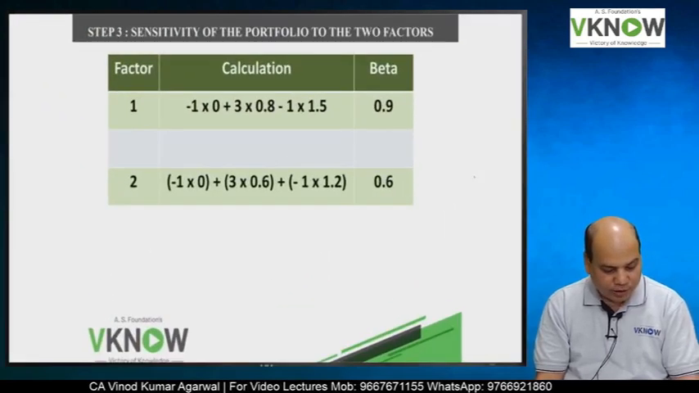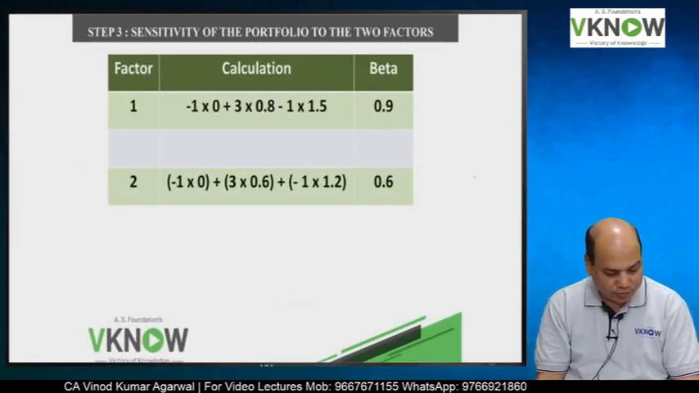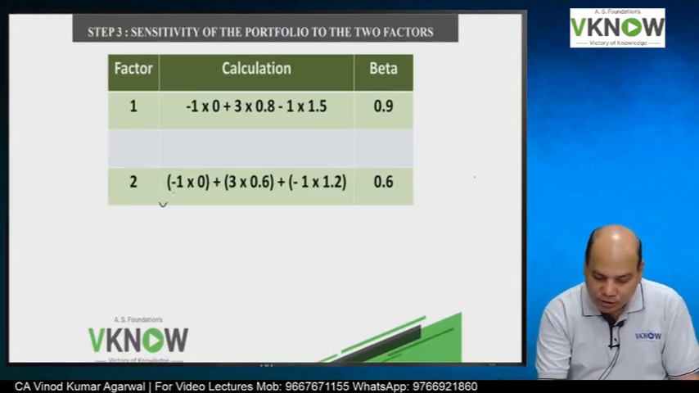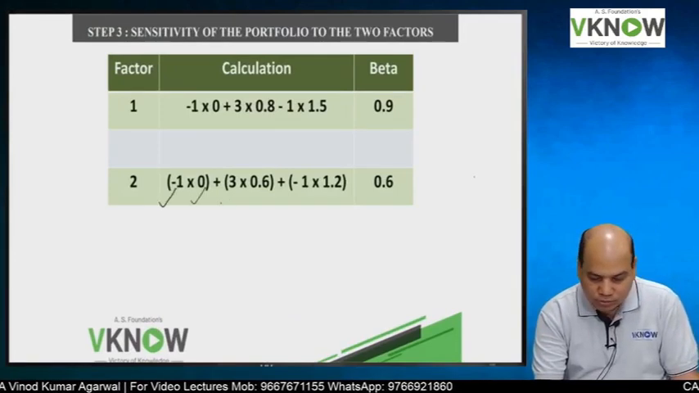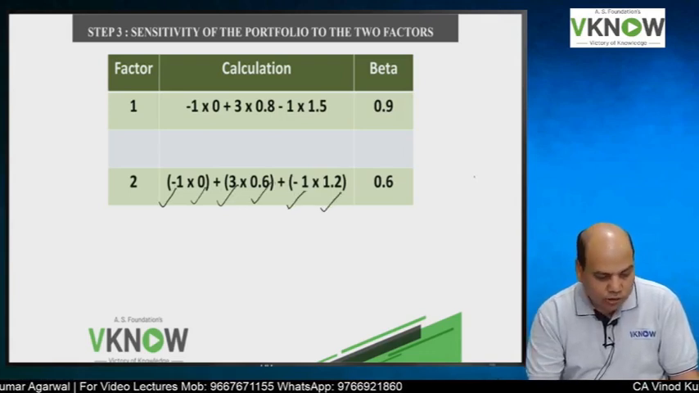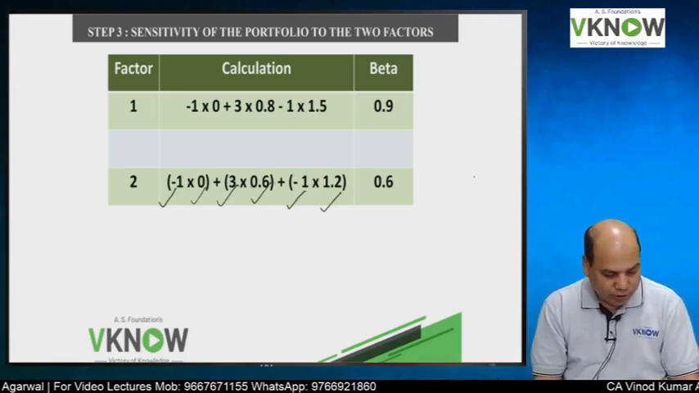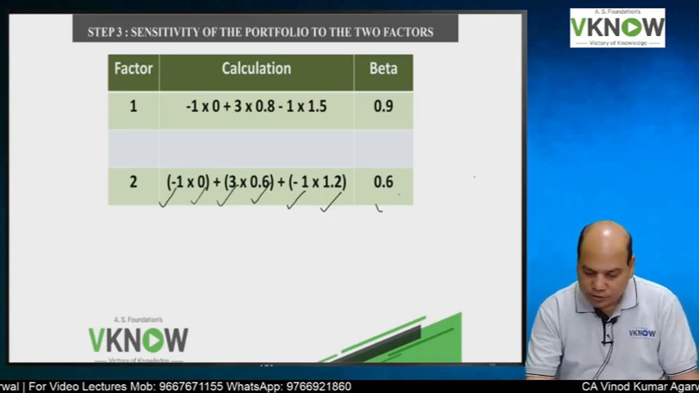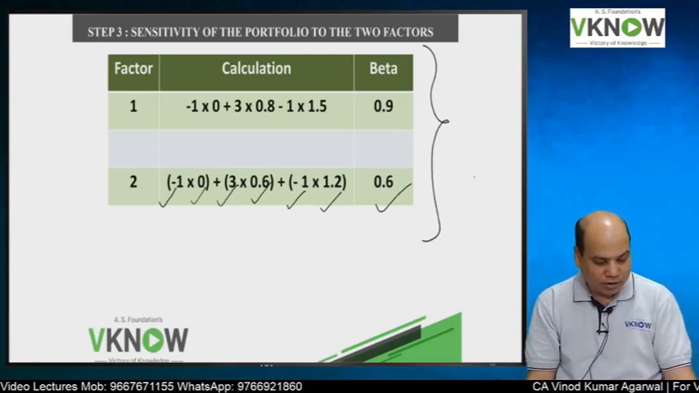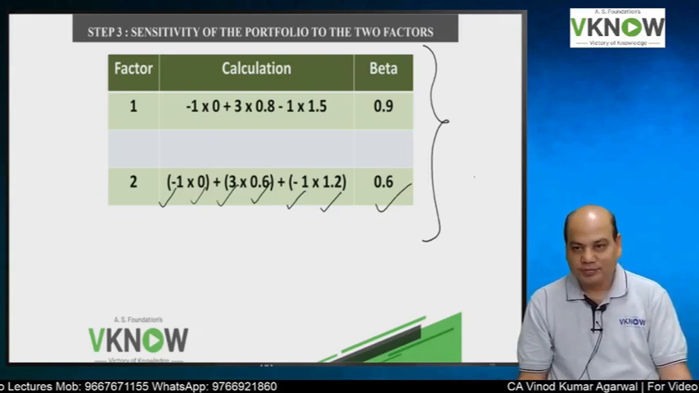One student has replied 0.6. Very good. Factor 2. Same calculation, minus 1 into 0 plus 3 into 0.6 minus 1 into 1.2. When you solve it, you will get 0.6. This is your second answer. That was so simple. Yes or no?